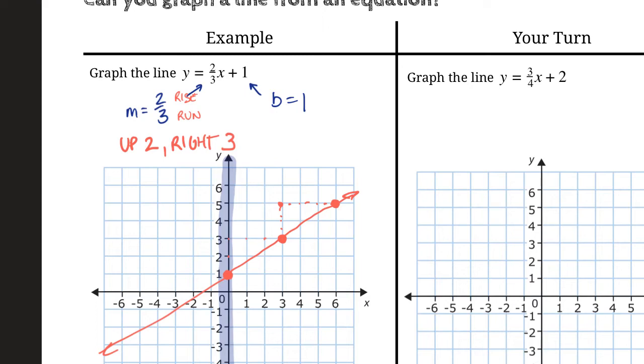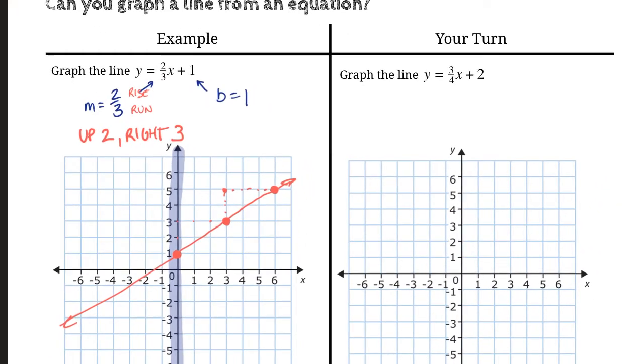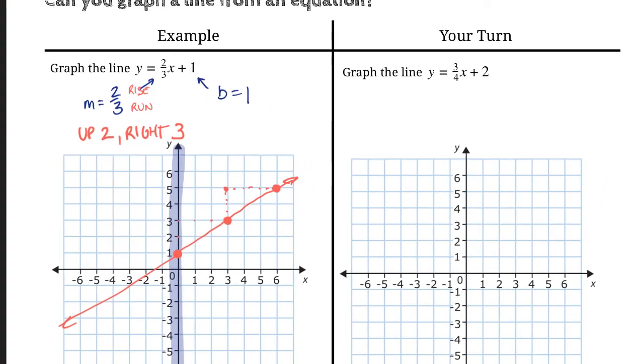What I want you to do now is pause the video in a second, try this question yourself, unpause it when you're done, and I'll reveal the solution. Pause it now.